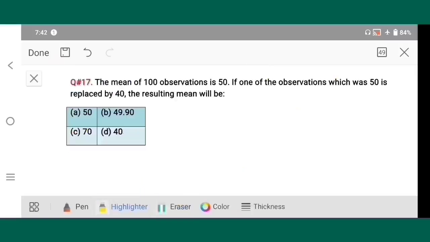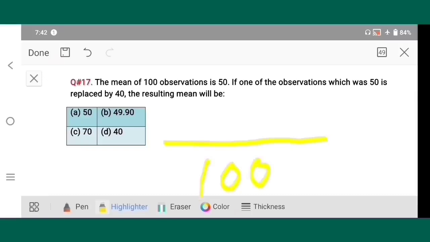Question number 17. The mean of 100 observations is 50. If one of the observations, which was 50, is replaced by 40, the resulting mean will be, the options are 50, 49.90, 70 and 40.